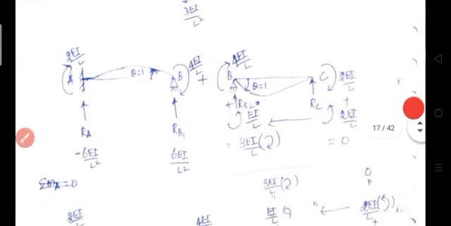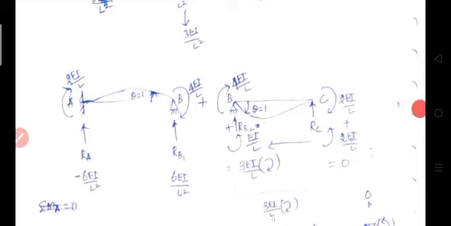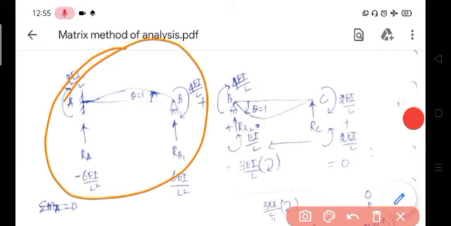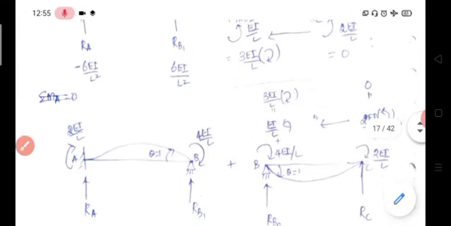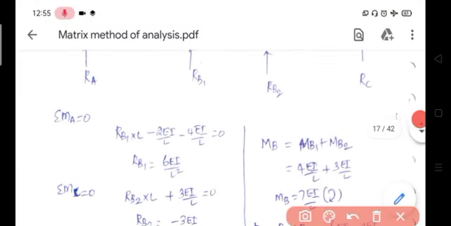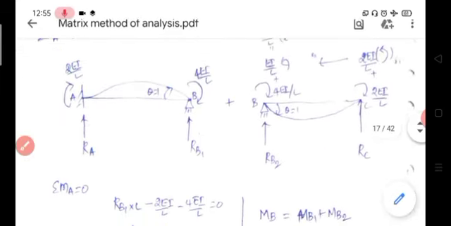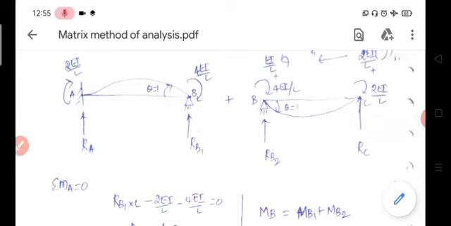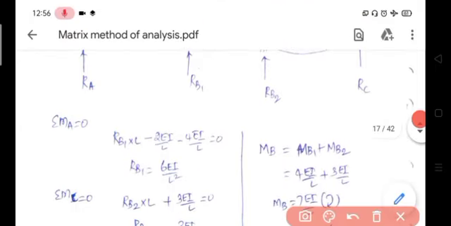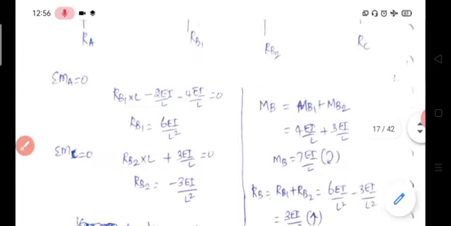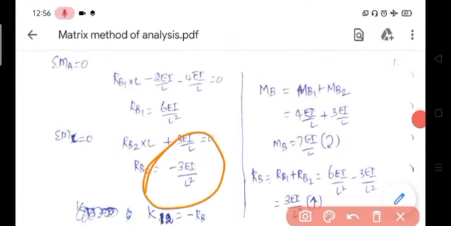Now determine the reaction RB, that is RB1 plus RB2. In order to determine RB1, we apply the equilibrium equation for the AB portion, summation of moment about A equal to 0, which gives RB1 equal to 6 EI by L square. RB2 is determined by applying the equilibrium equation for the BC portion, summation of moment about C equal to 0, which gives RB2 equal to minus 3 EI by L square.